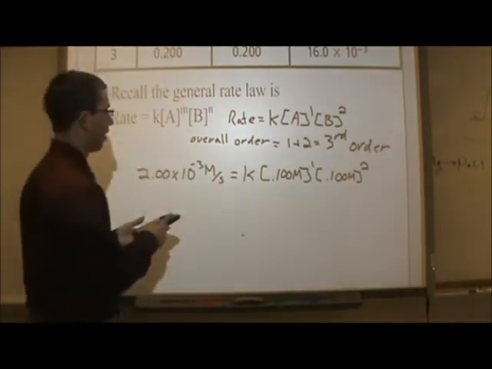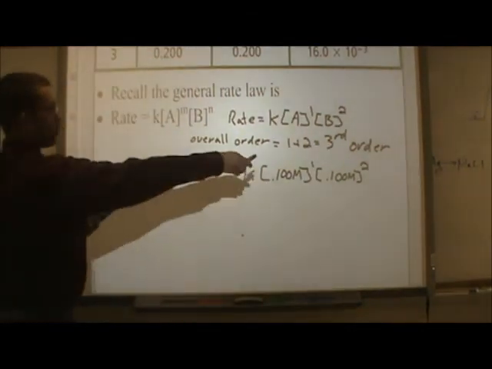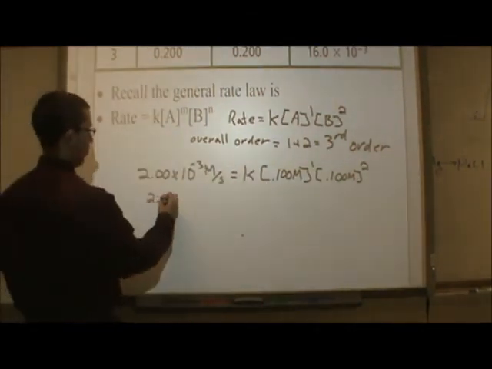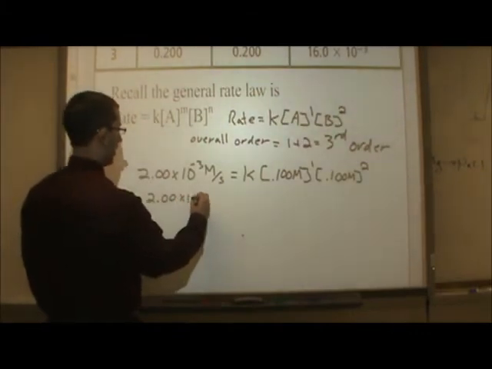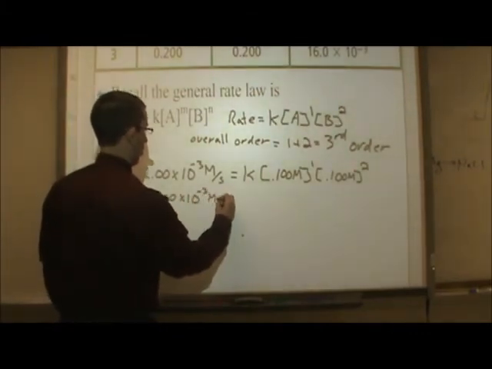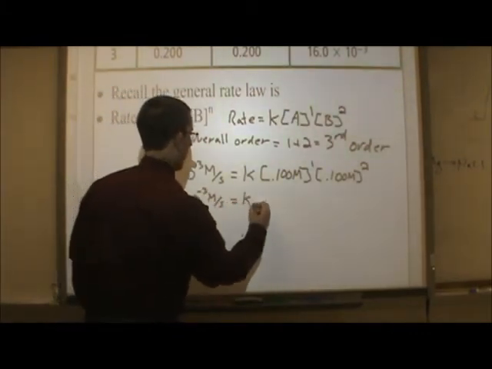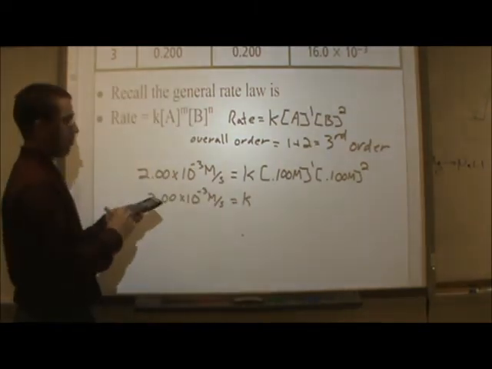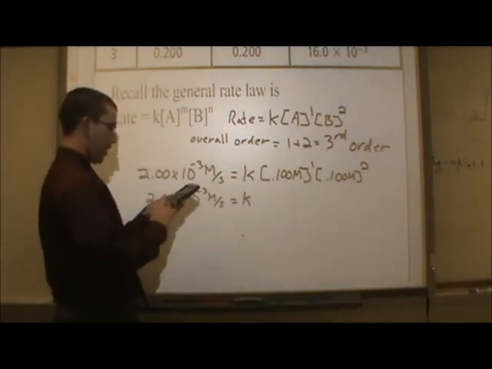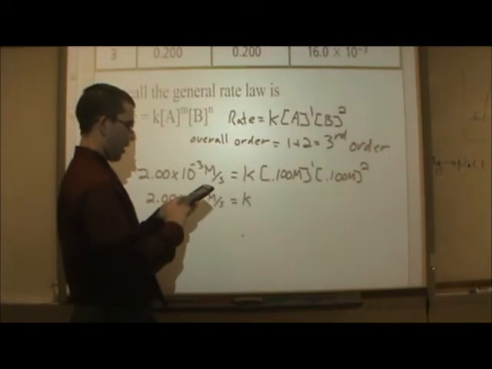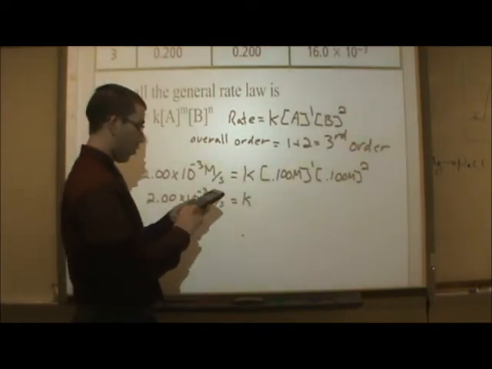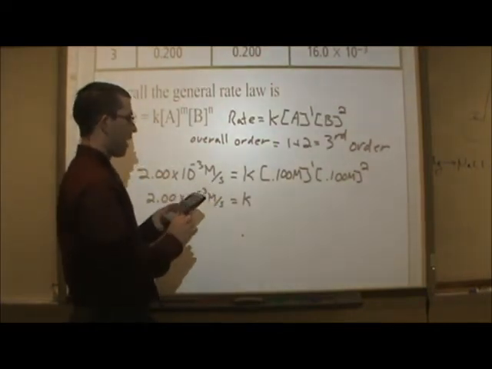Here we go. All right, so I'm going to do this side first. I'm going to keep this as 2.00 times 10 to the negative third molarity per second is equal to K. I'm going to go ahead and multiply those out. So 0.1 to the second power gives me 0.01. I'm going to multiply those together.